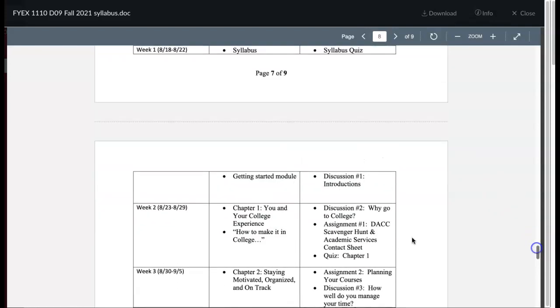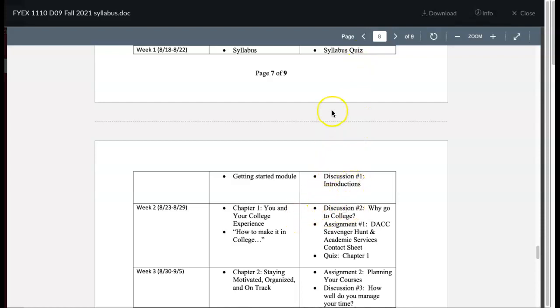So if you look at each column, for example, for week 2, you should read chapter 1 of the textbook, and then you should read this handout that I have here, which is called How to Make It in College. And then here are the assignments that are due. So for example, for week 2, we have a discussion, we have assignment number 1, and then we have a quiz. For week 1, you only have the syllabus quiz and the discussion.